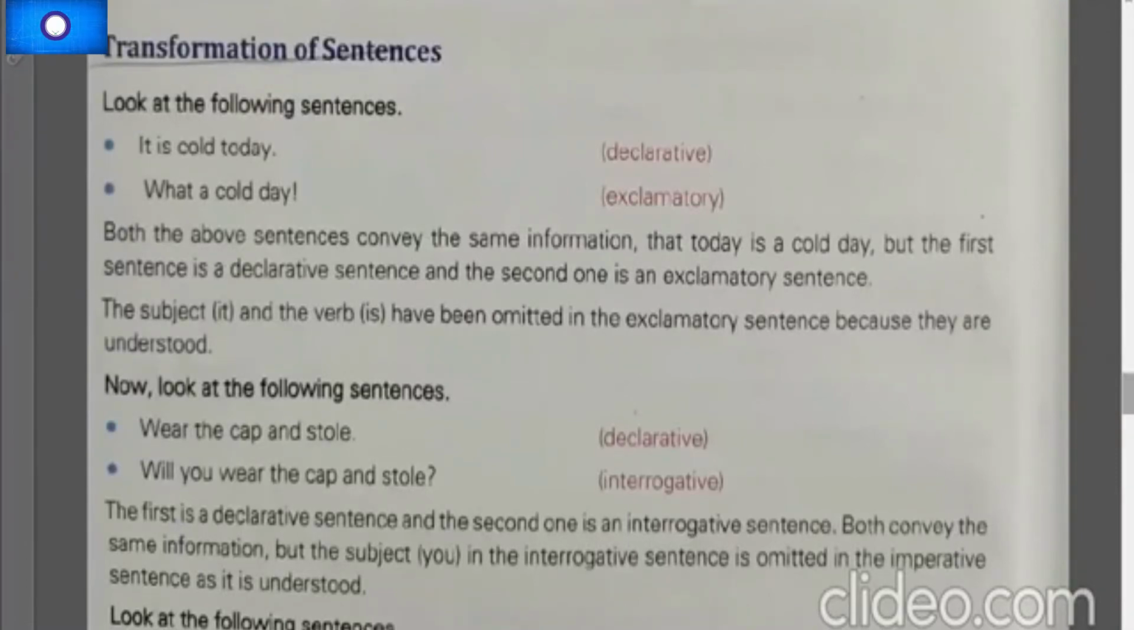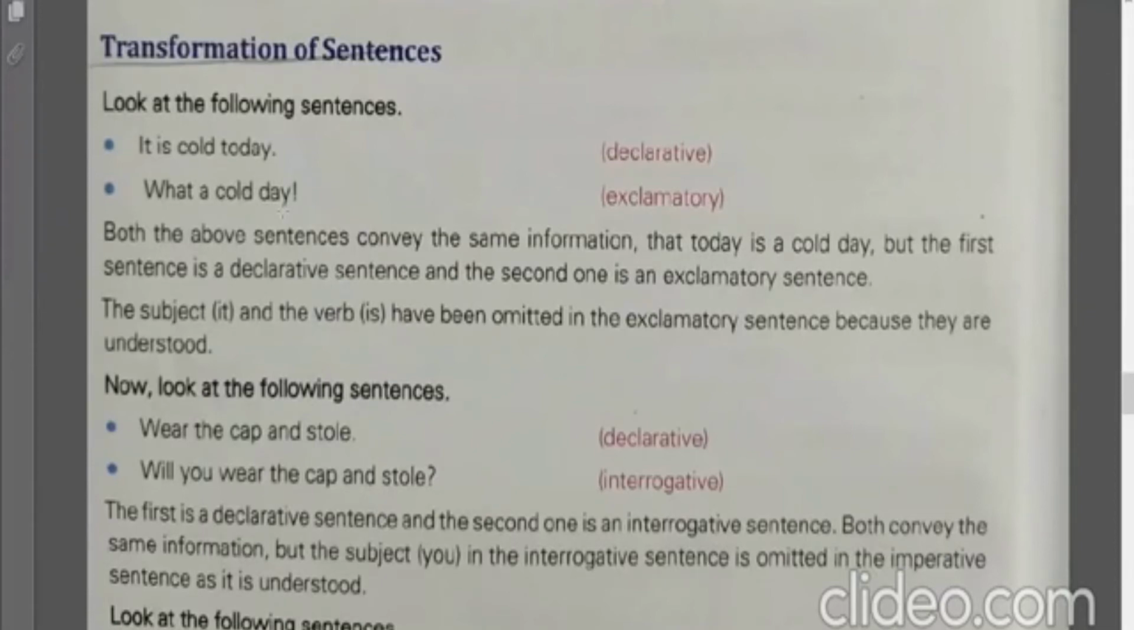Transformation means changing one type of sentence into another type of sentence. For example, we have been given a declarative sentence: It is cold today. As we have learnt, declarative sentences are general statements. Now, if we want to change it into an exclamatory sentence, we can say, What a cold day!